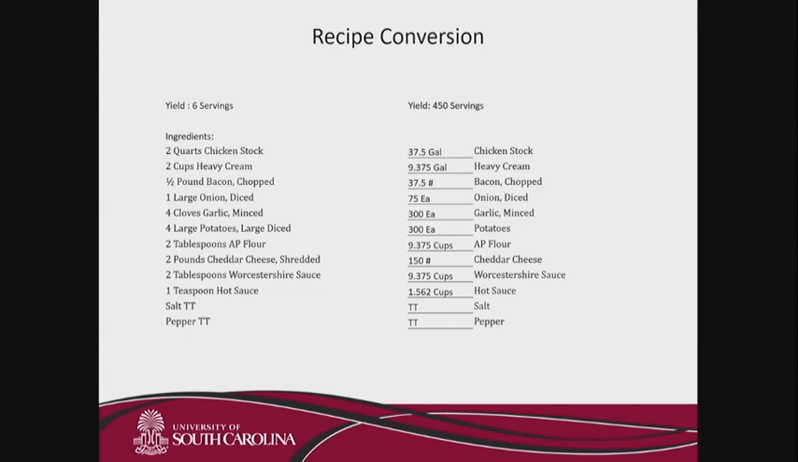So 150 quarts turned into gallons. How many quarts are in a gallon? 4 quarts in a gallon. So if we do the math there and we convert 150 quarts into gallons, we end up with 37.5 gallons. It's going to be a lot easier for them to measure out 37.5 gallons than it is 150 quarts, right? Does that make sense?